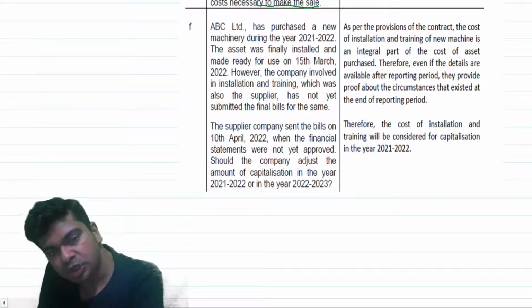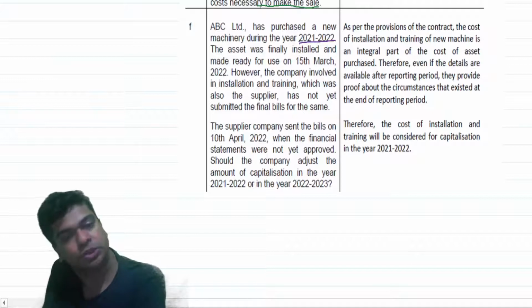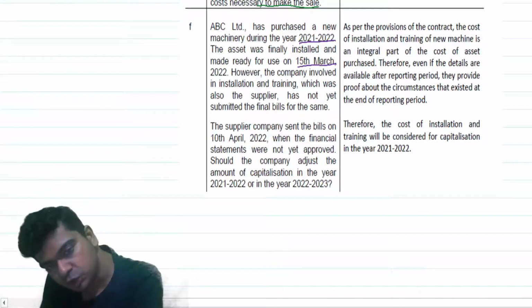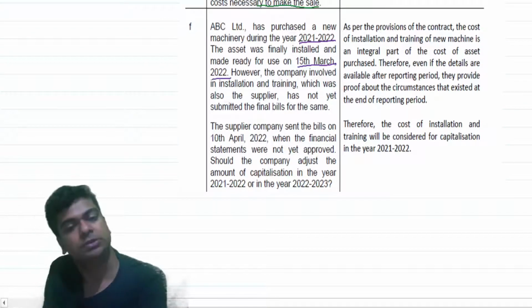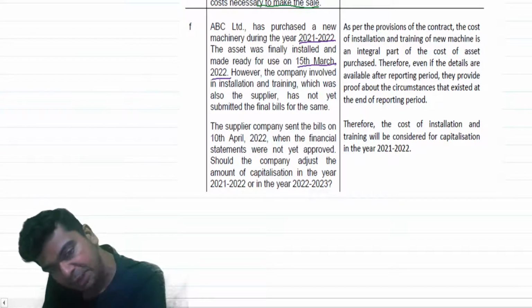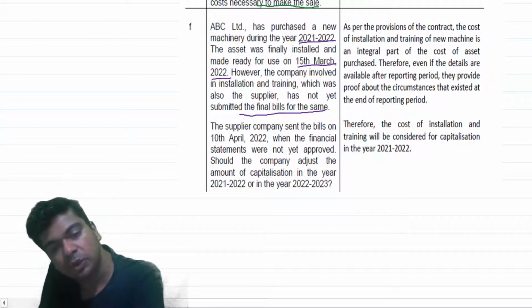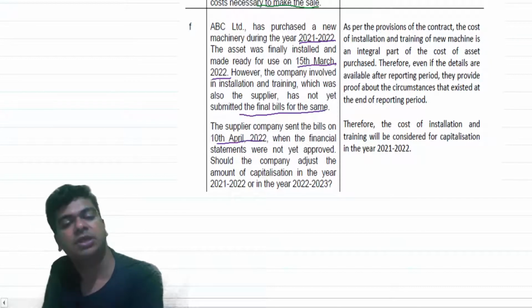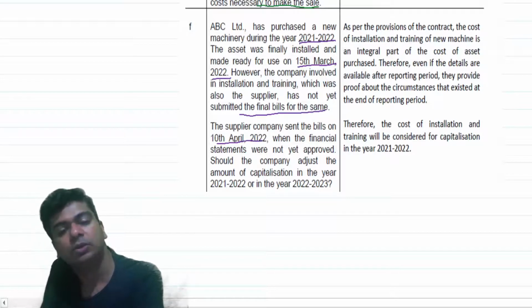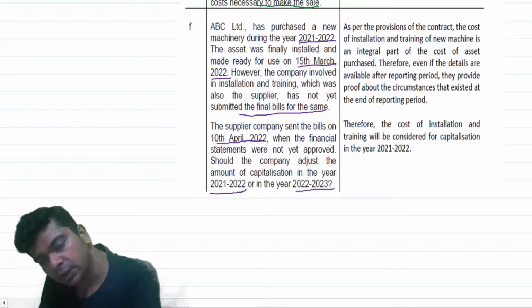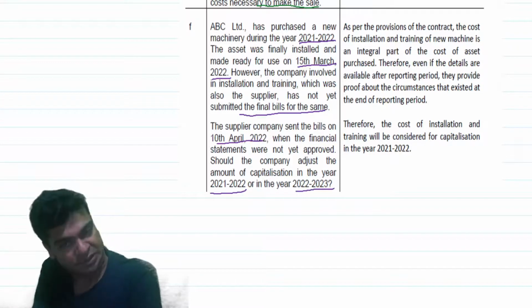ABC Limited has purchased a new machinery during the year 2021-22. The asset was finally installed and made ready for use on 15th March 2022. However, the company involved in installation and training, which was also the supplier, has not yet submitted the final bills. The supplier company sent the bills on 10th April 2022, when the financial statements were not yet approved. Should the company adjust the amount of capitalization in the year 2021-22 or in the year 2022-23?